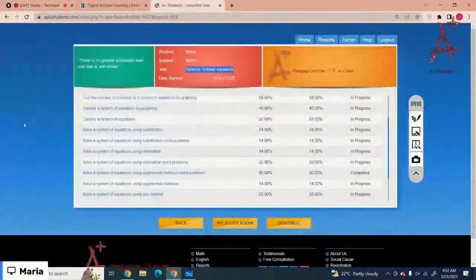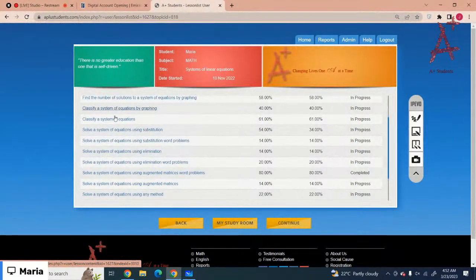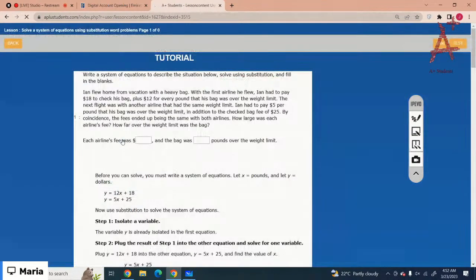Okay, here I am on grade 10 maths. The chapter is system of linear equations and the lesson is solve a system of equations using substitution word problem. Okay, let me read the question. Then we'll write down the equations and solve.